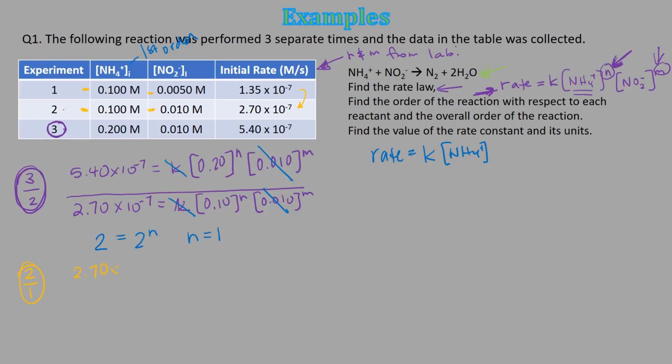So I have 2.70 times 10 to the negative 7 is equal to K times the concentration of NH4+, which is 0.1, raised to the first, times 0.01.